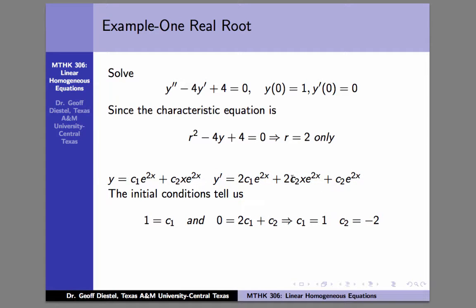So 0 again, this term vanishes because there's an x there. So when x is 0, this is gone. So all we're left with is 0 equals 2c1 plus c2. But since we know c1 is 1, we can easily solve and figure out that c2 is -2. So plugging these into our general solution again gives us the unique, exact solution of this homogeneous equation with initial conditions.